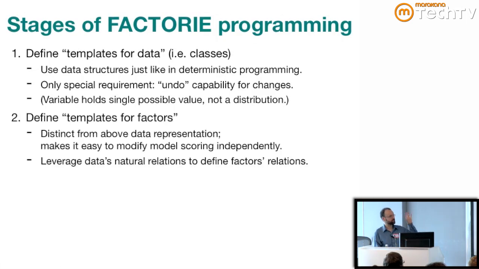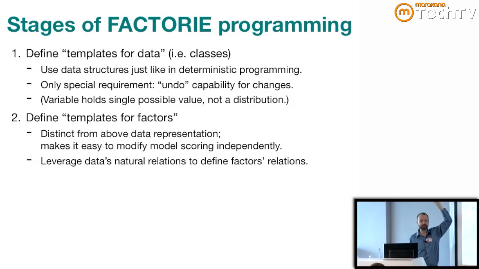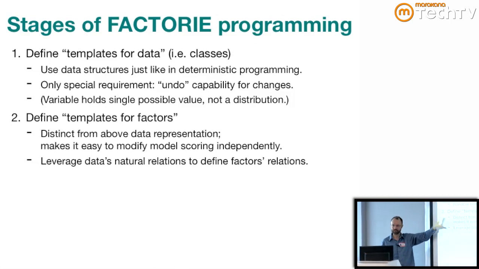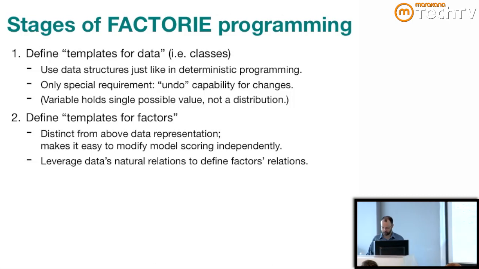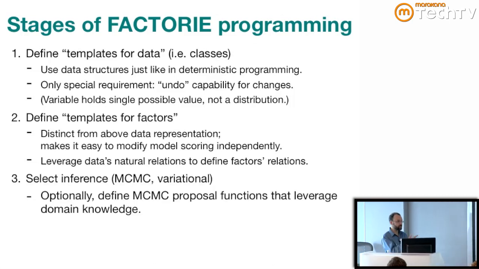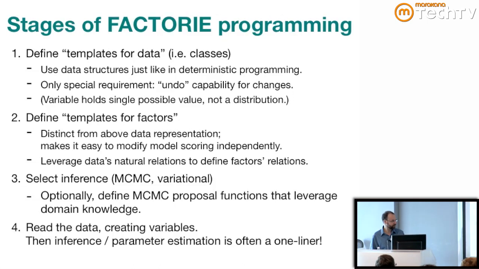Then you define templates for factors, expressing preferences over certain solutions. And this is, again, distinct from the data representation. So I can here define what my problem is, in essence, and then keep that constant as I hypothesize different possible solutions with different model structures without having to change the stuff upstairs. And then I select an inference method, which often is actually just a one-liner. But you can also bake some domain knowledge into that inference method. And then you read in the data, create variables, and then call your one-liner inference method.